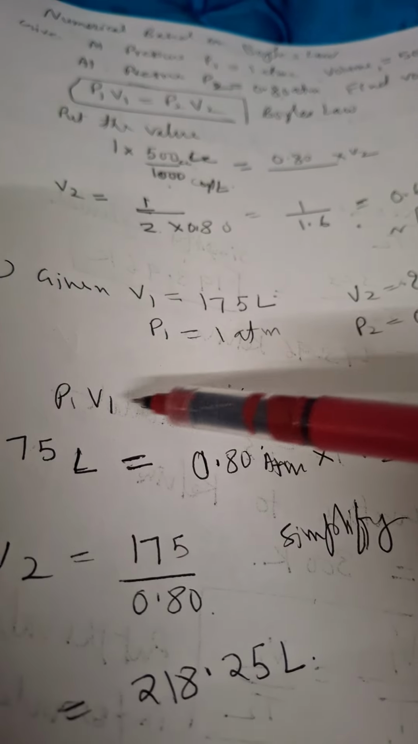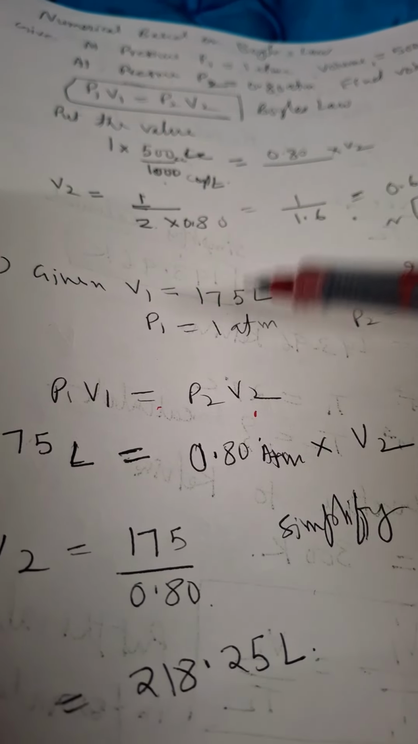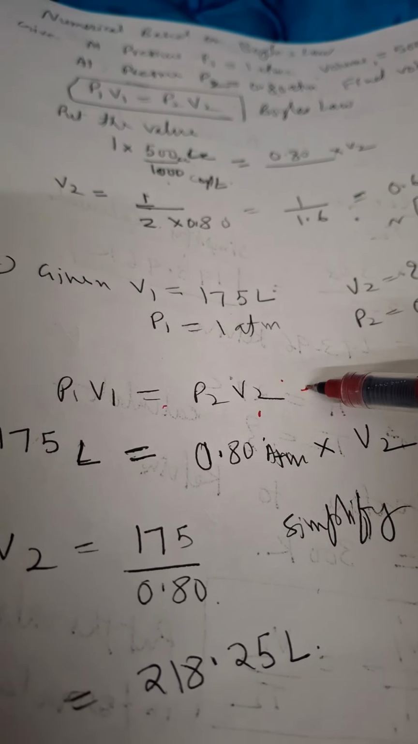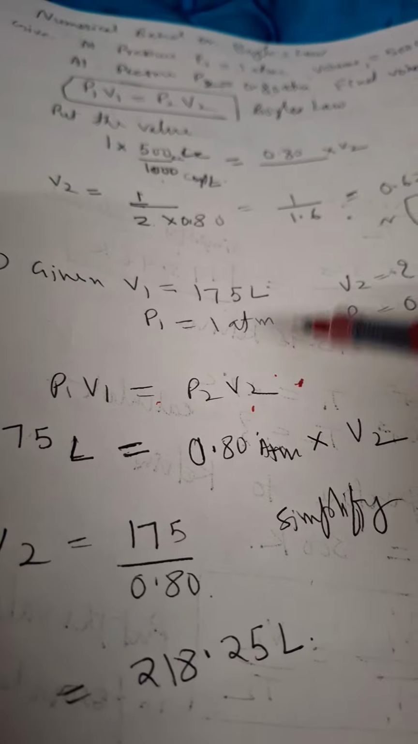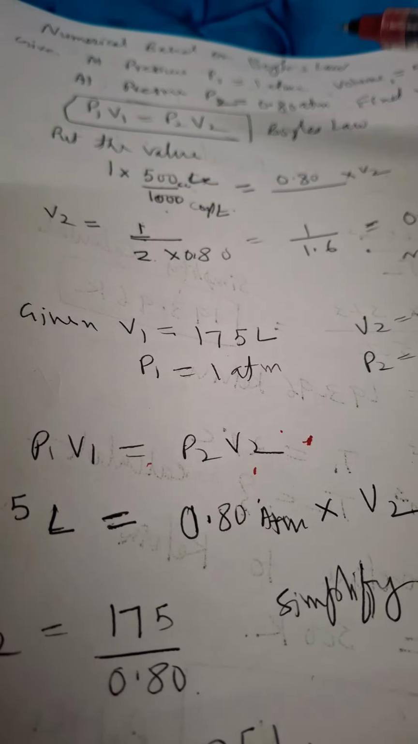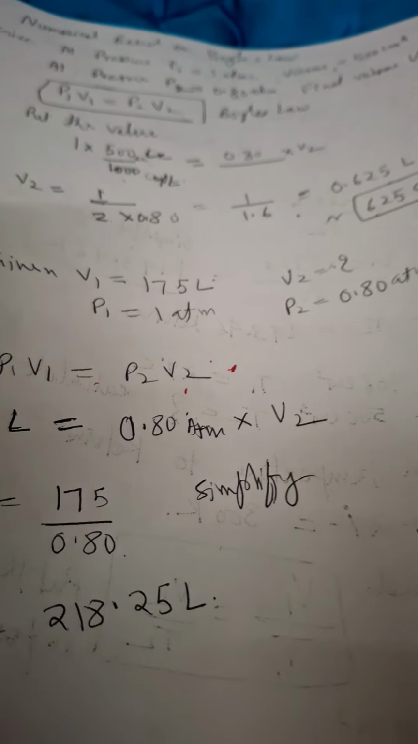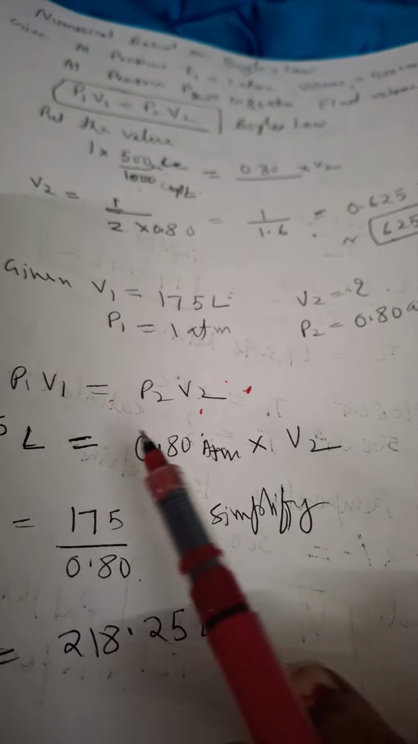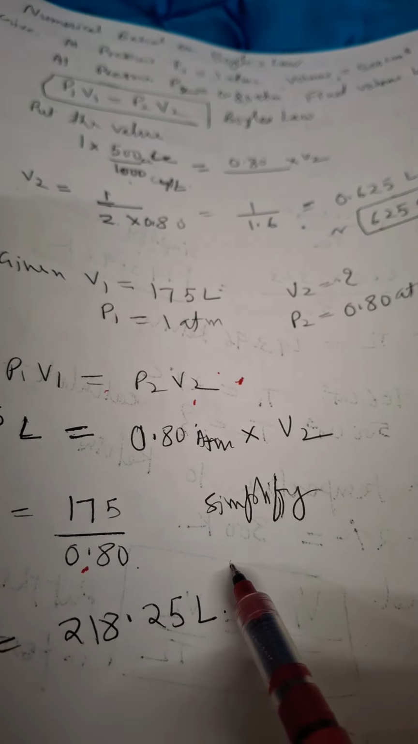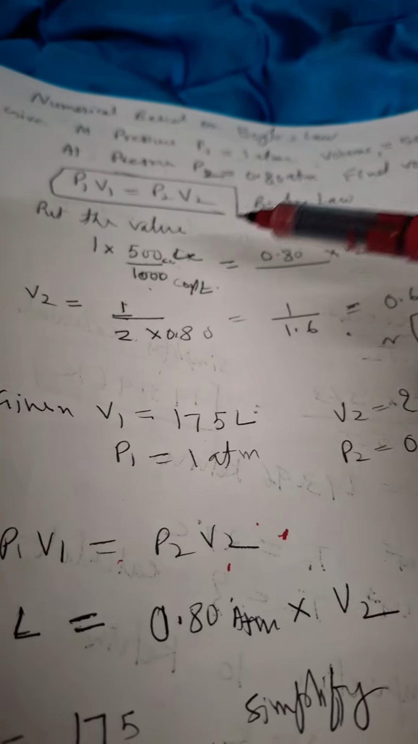So P1 V1 is equal to P2 V2 is the formula for Boyle's law. Okay, so these are the numericals which you have to write in a very simple way. See, when I have written in liter, I write in liter because they will be cancelled out.